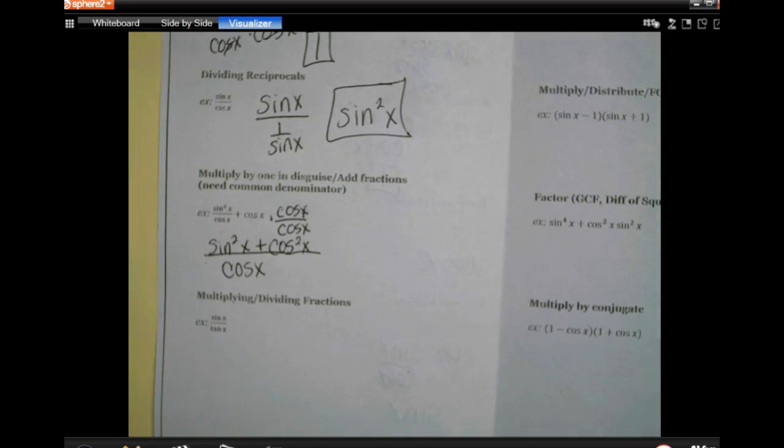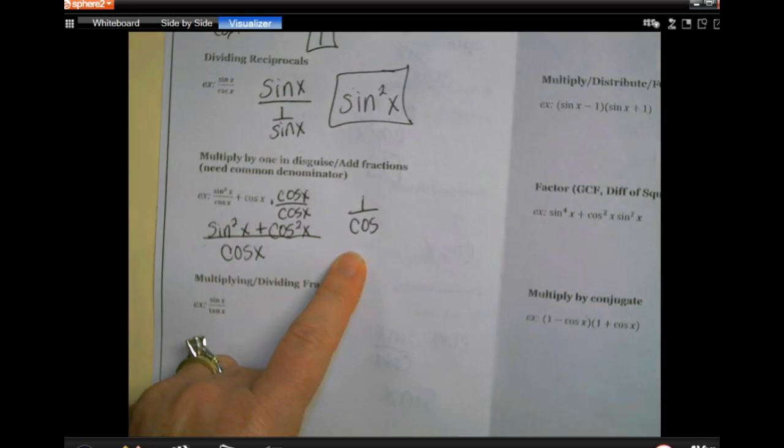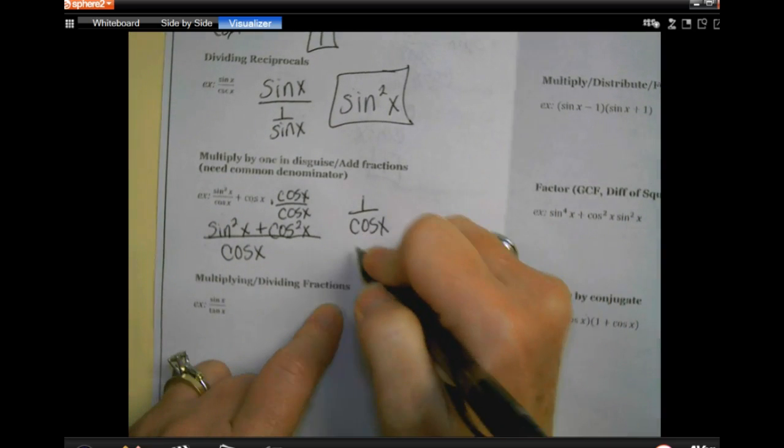So that's a common mistake. We can't cancel out one of the cosines, okay? Because there's not a cosine here. But what I can do is sine squared plus cosine squared, which is 1. And 1 over cosine of x.